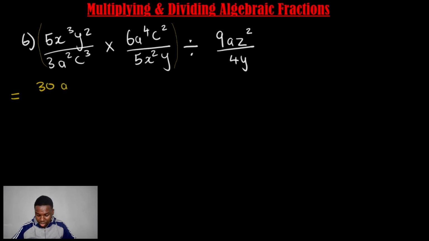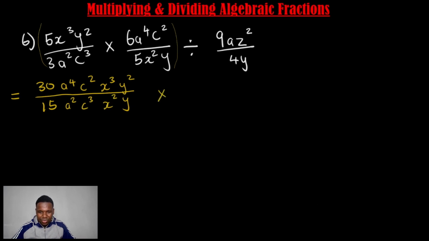So let's look at the a's. We're just going to write the a to the 4th power. We're going to write the c squared. We're going to write back our x cubed and we're going to write back our y squared. So we'll combine them into one numerator. Now let's go to our denominator. 3 times 5 is 15. We write back our a squared, we write back our c cubed, our x squared, and our y.